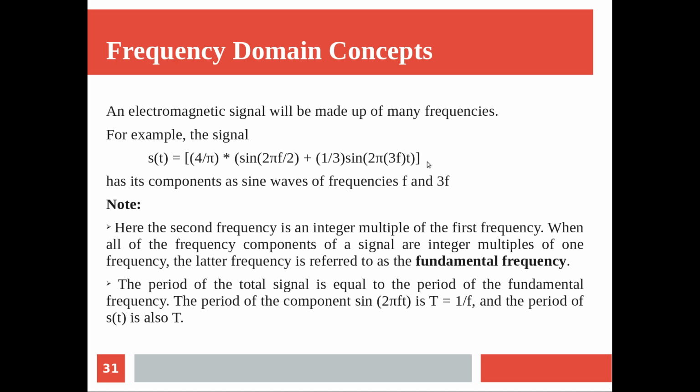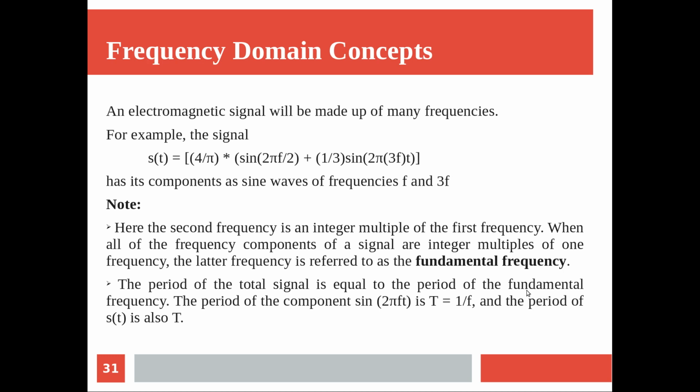As part of the addition we are getting this factor 4 by pi. I told you already, it is because the maximum values are getting added at that point, and that is how this fraction comes into the new signal. So the new signal is the sum of these two basic signals with frequencies f and 3f. Here the second frequency is an integer multiple of the first frequency, 3 times the first one. When all of the frequency components of a signal are integer multiples of one particular frequency, that base frequency is referred to as the fundamental frequency. Now the period of the total signal is equal to the period of the fundamental frequency. That also you have to remember.